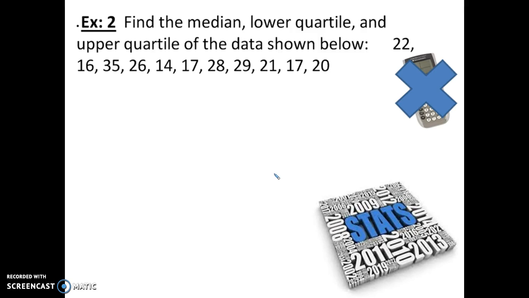So for this one, we want to find the median, lower, and upper quartile of this data. So the first thing I need to do is put it in numerical order. And we got this 22 over here. It's kind of out by itself, but that's part of our data too. So if I look across, it looks like the smallest one is a 14.